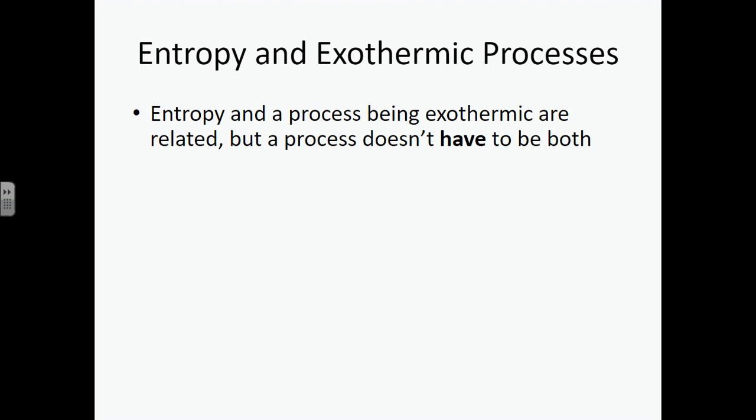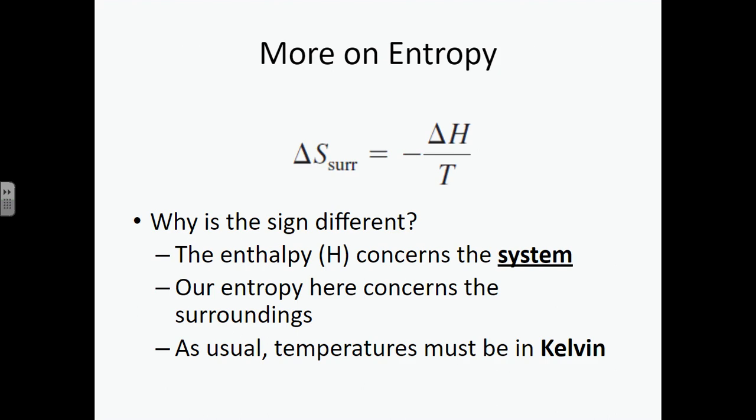Now, entropy and exothermic processes. Entropy and a process being exothermic are related, but they're not exclusive to one another. They don't necessarily have to be both. And as a trend, you will look at that when you start looking at chemical reactions. So you want to be mindful of the fact that just because something is chaotic or favors disorder, it doesn't necessarily mean that it's going to give off heat in the process.